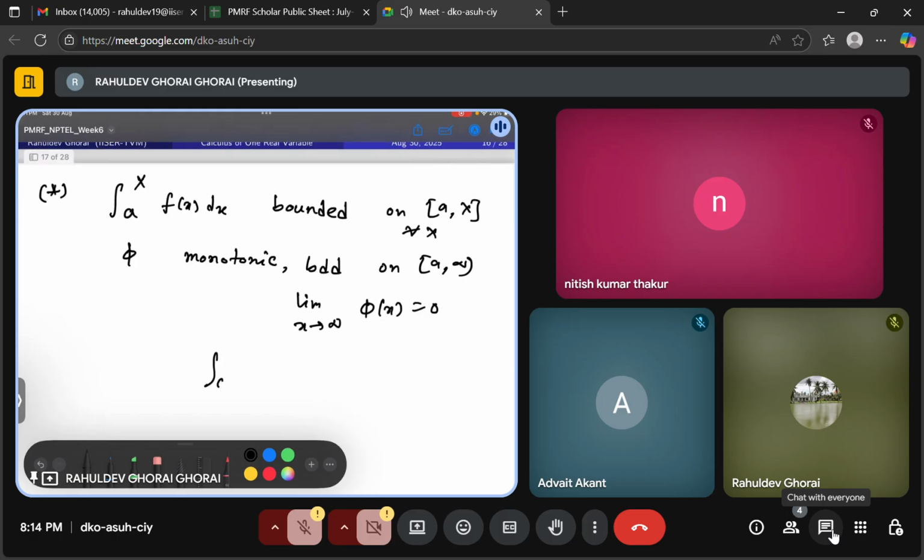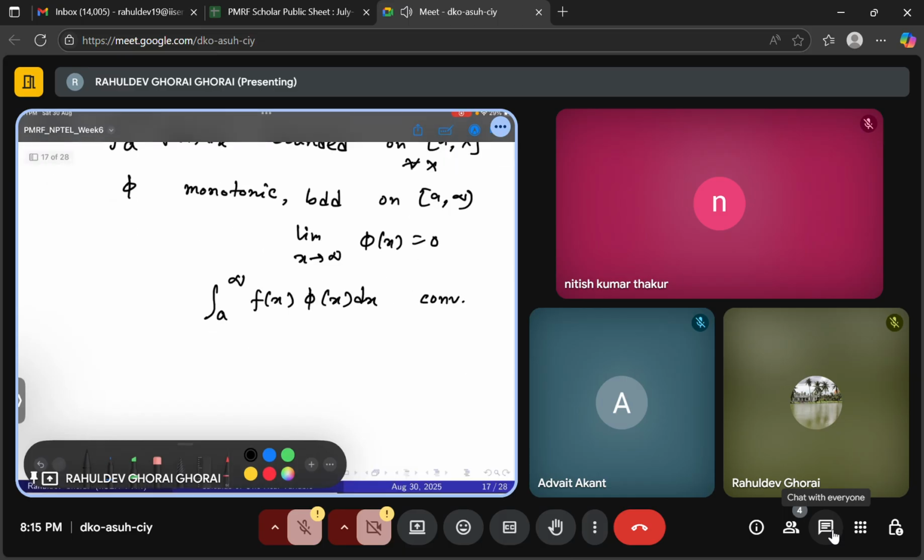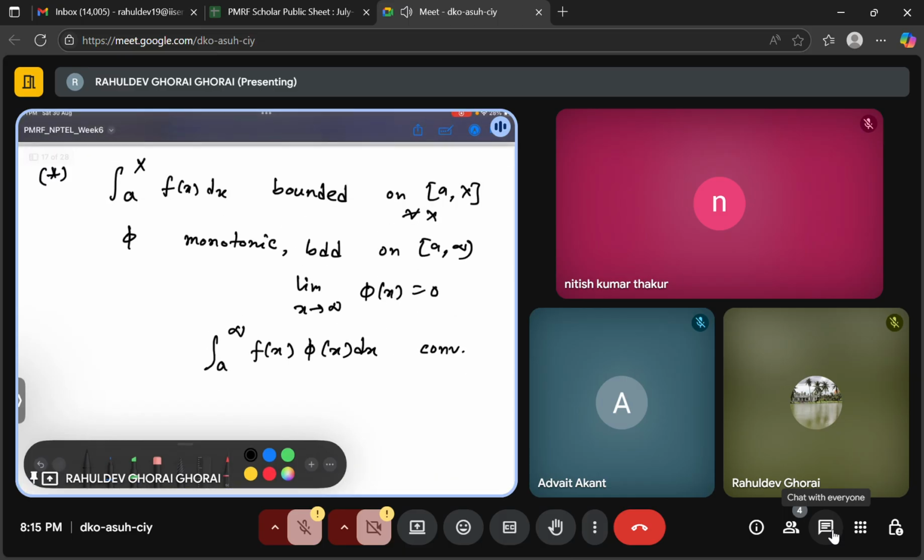then you can show that the integral from a to infinity of f(x) times phi(x) is convergent. It's a very strong result, very important. So the integral from a to x of f(x) dx has to be bounded for all x, and phi has to be monotonic and bounded on a to infinity, and the limit as x tends to infinity of phi(x) is 0.